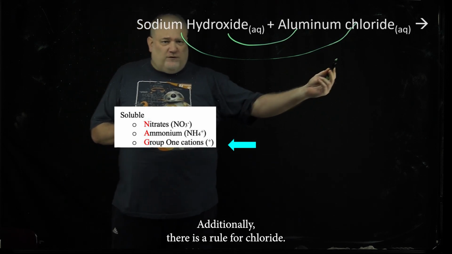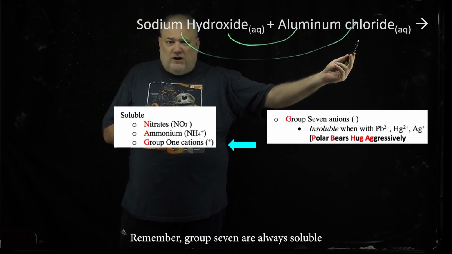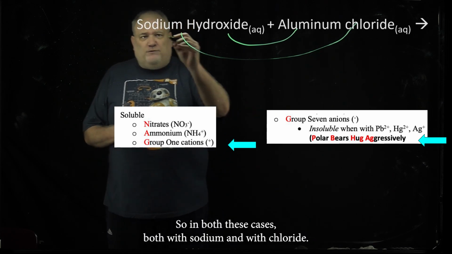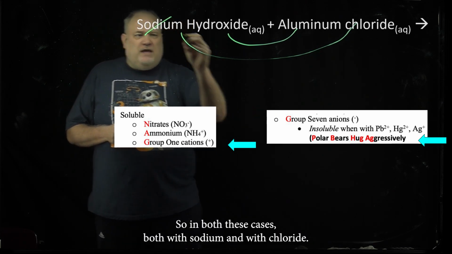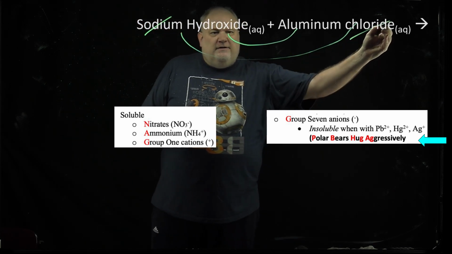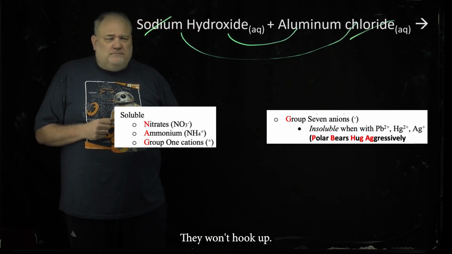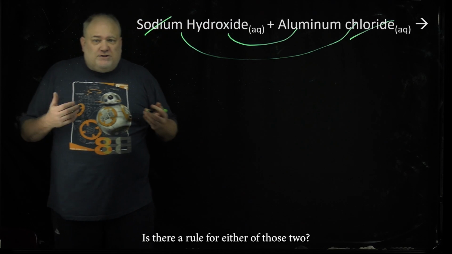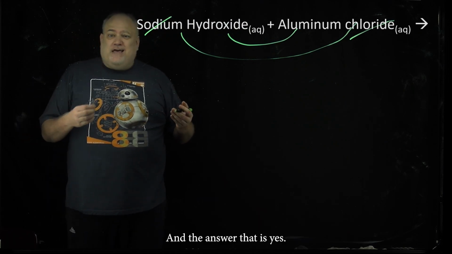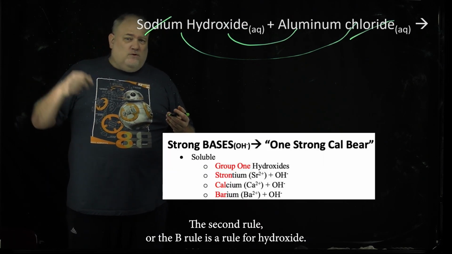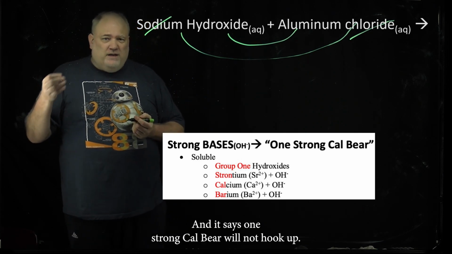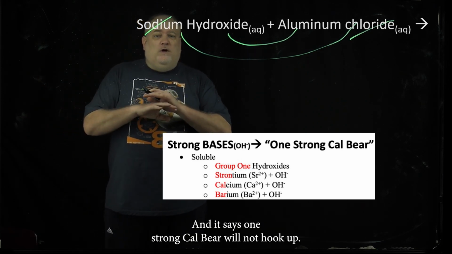Additionally, there is a rule for chloride. Remember, group 7s are always soluble unless you're putting them together with polar bears hug aggressively. So in both these cases, both with sodium and with chloride, they won't hook up. That leaves us with aluminum and hydroxide to put together. Is there a rule for either of those two? And the answer to that is yes. The second rule, or the B rule, is a rule for hydroxides. And it says one strong cal bear will not hook up.